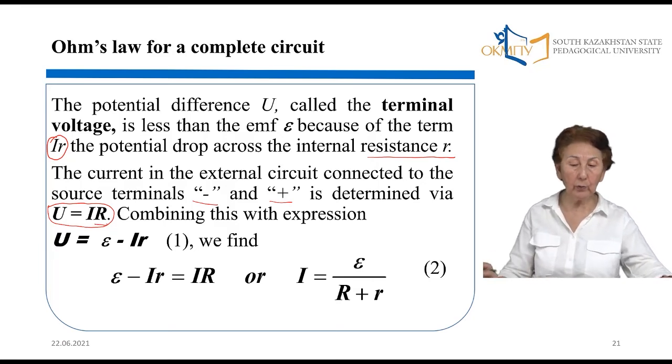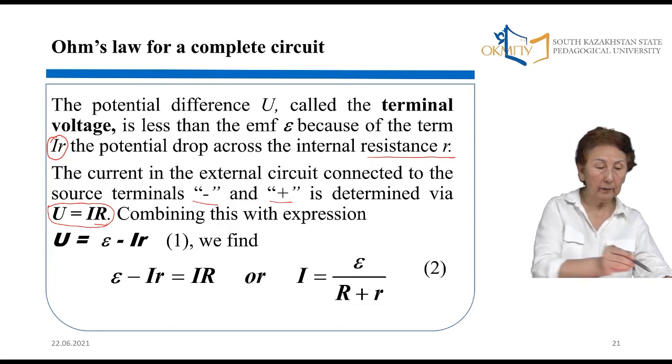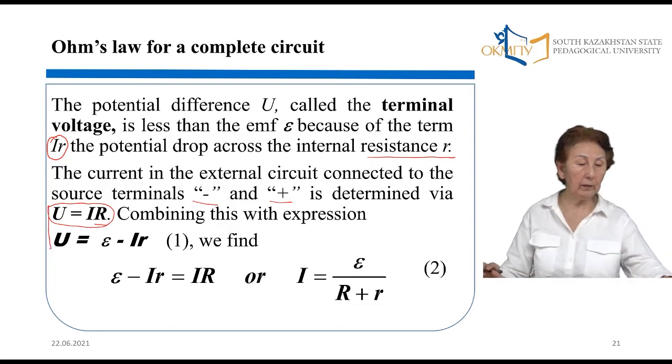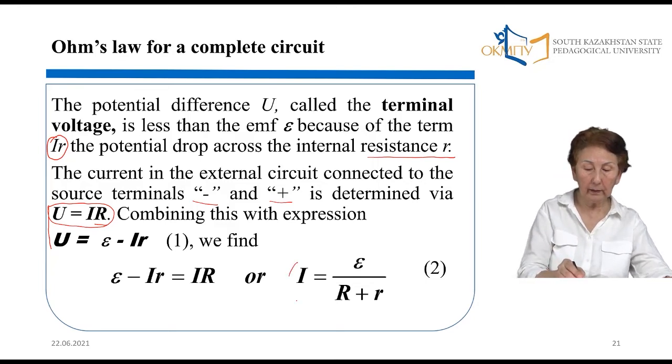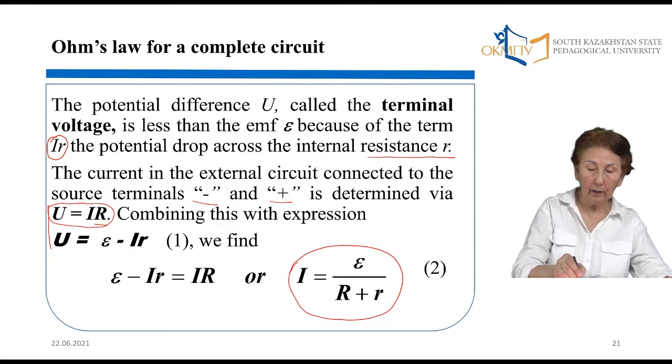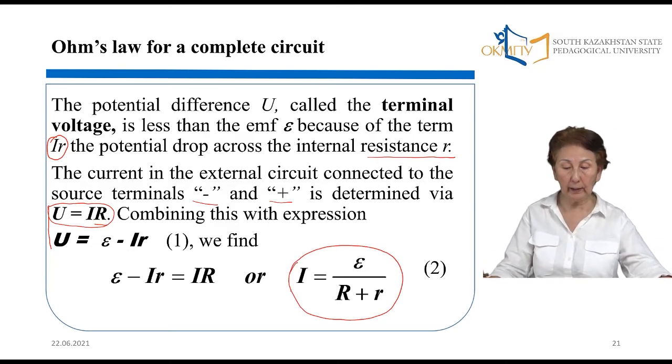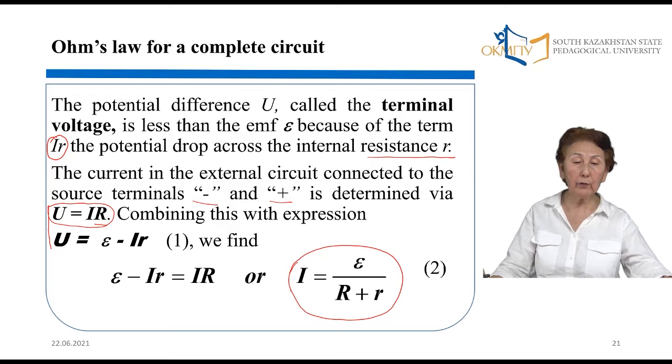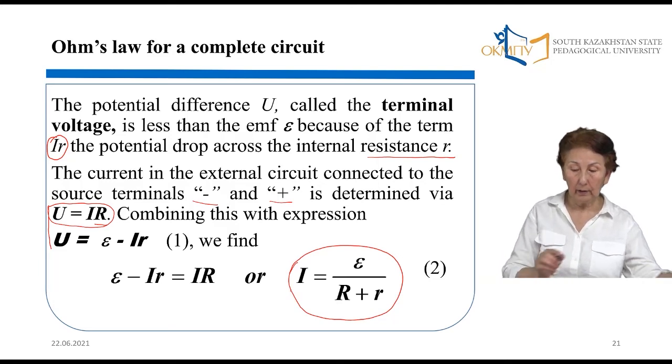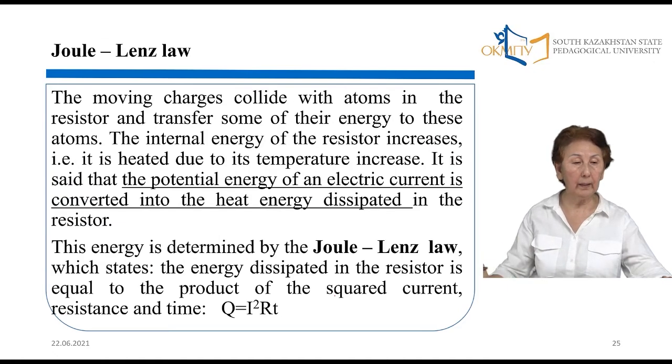So combining these two expressions for the potential drop or the voltage across the terminals of the battery, we get the expression for Ohm's law for a complete circuit. It states that the current through the complete circuit is directly proportional to the electromotive force and inversely proportional to the sum of the external and the internal resistances.